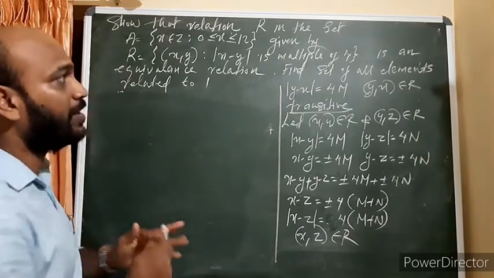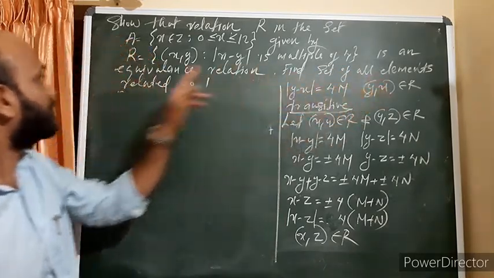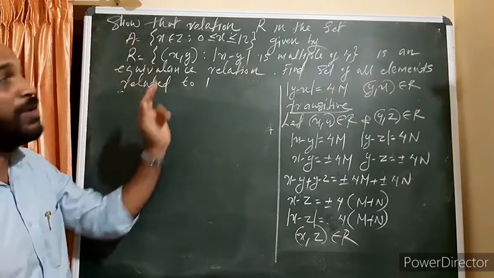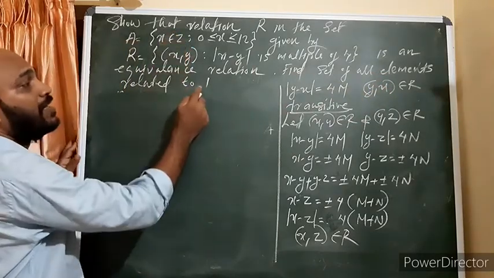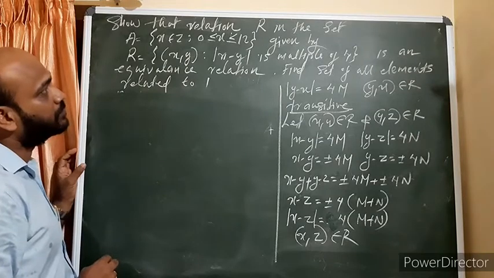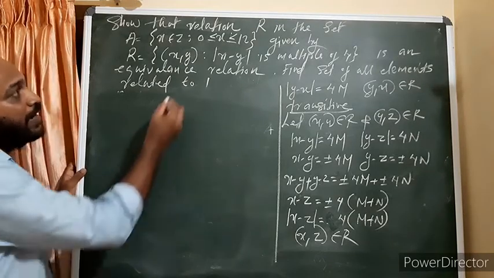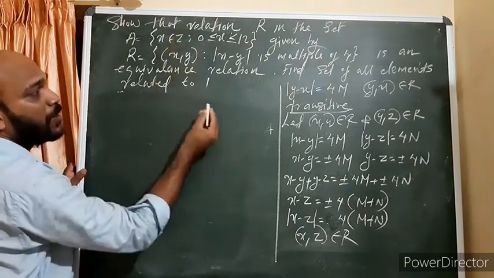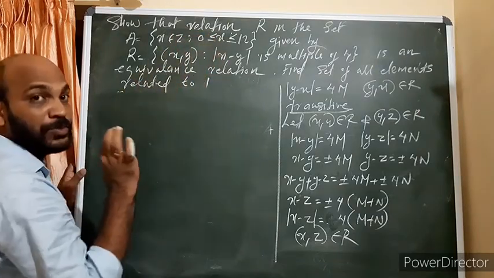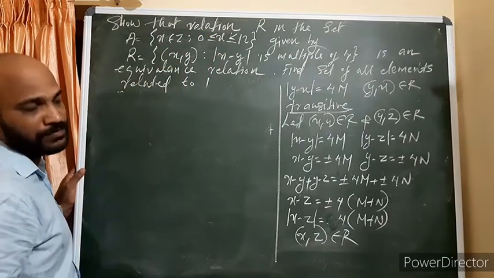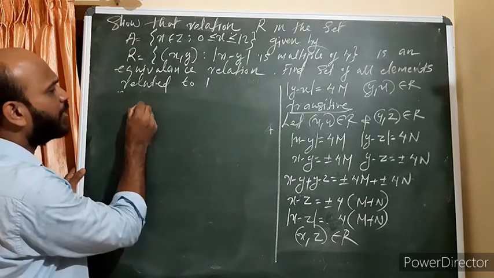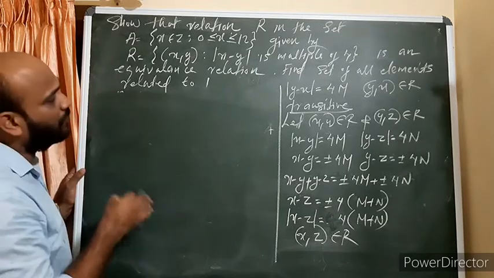Sub-question, I will read once again. Find all elements related to 1. That means you have to find all elements in A related to 1. An element in A related to 1 means the difference between 1 and that element should be a multiple of 4. So you can take them one by one and check.